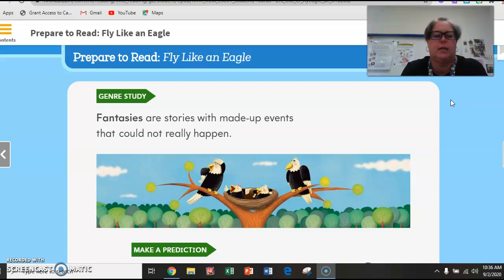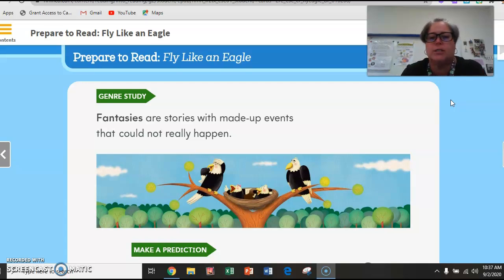Today we're going to read a little short story. It is called Fly Like an Eagle. And when we're reading it today, we're going to be thinking about text evidence. Remember last week when you saw a little video from Miss Douglas and she had her little magnifying glass? She was looking for text evidence.